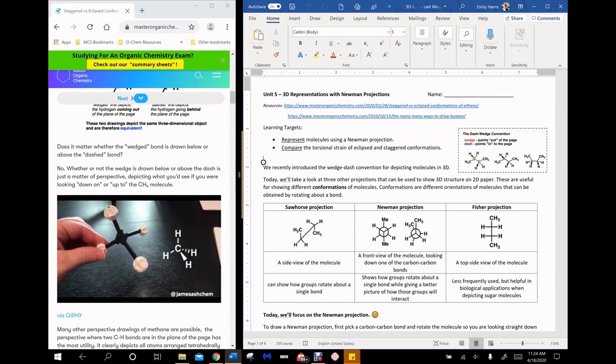So today what we're going to do is take the 3D work that we did yesterday with wedges and dashes and introduce another way of showing molecules in 3D. The convention that we'll use today is known as a Newman projection. Our two learning targets are being able to represent molecules using a Newman projection, and comparing something called torsional strain between two of the different conformations that we can generate.